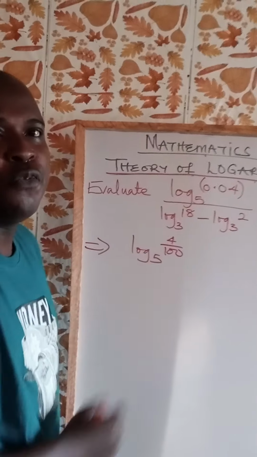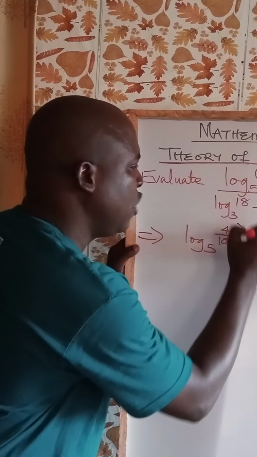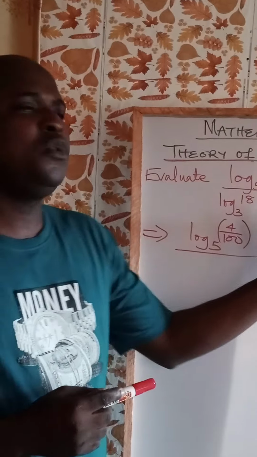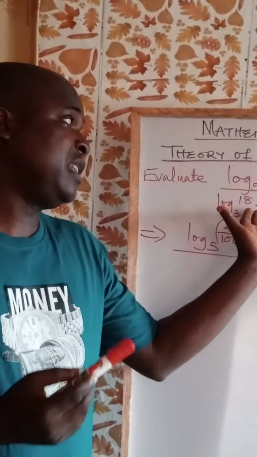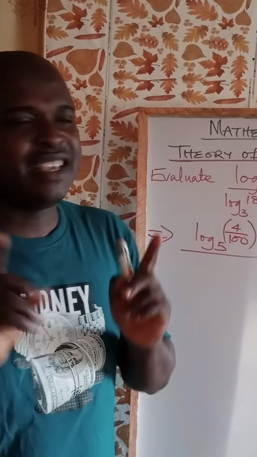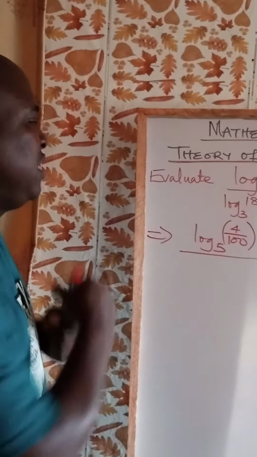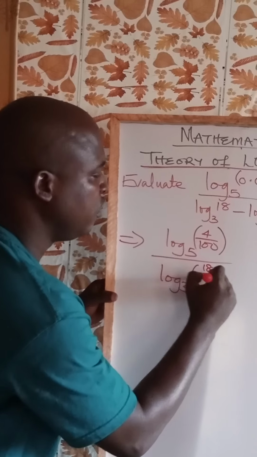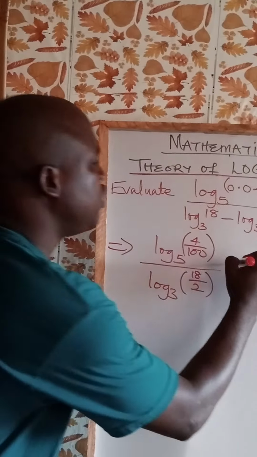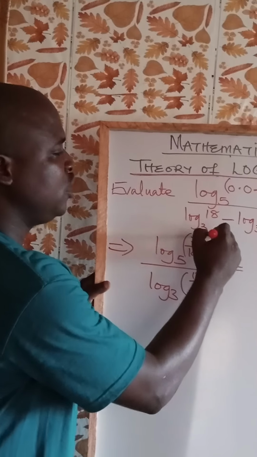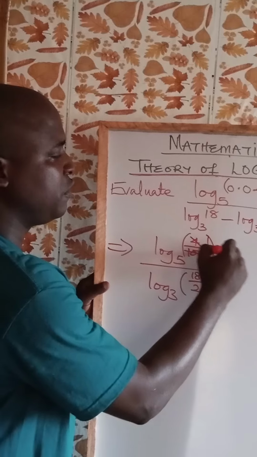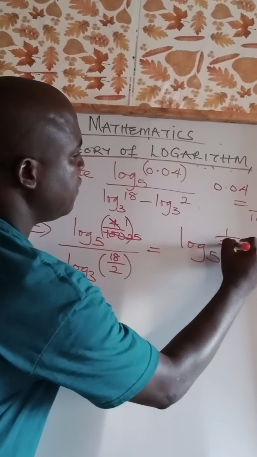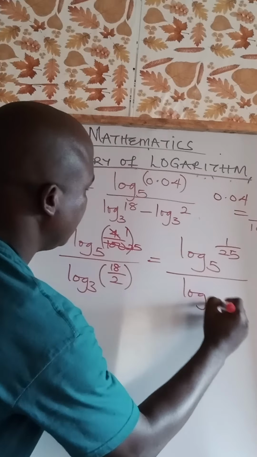Looking at the denominator, we can apply the law of logarithm, whereby the minus sign will change to a division sign since the two of them have the same base. That means we are going to have log base 3 of 18 over 2. Let's reduce the two of them together. 4 here is 1. 4 can go in 100 25 times. That means the numerator will now be log base 5 of 1 all over 25, then everything all over log base 3.